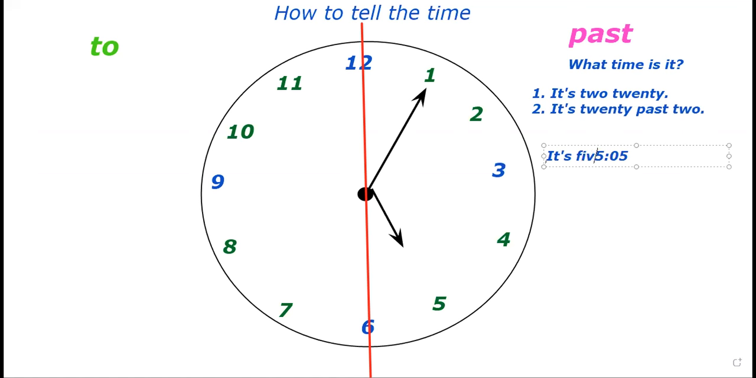It's 5:05. Thank you. It is 5:05. Right? And then what would be number two? What would be the option number two? Tell me. ¿Cómo creen ustedes que sería la opción número dos? It's 5:05. Right? Excellent. So that would be the options, right, for this half of the clock.